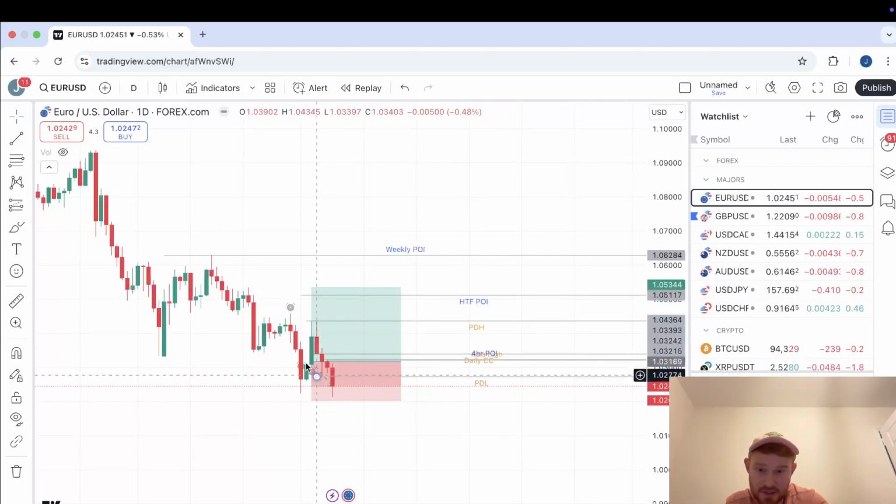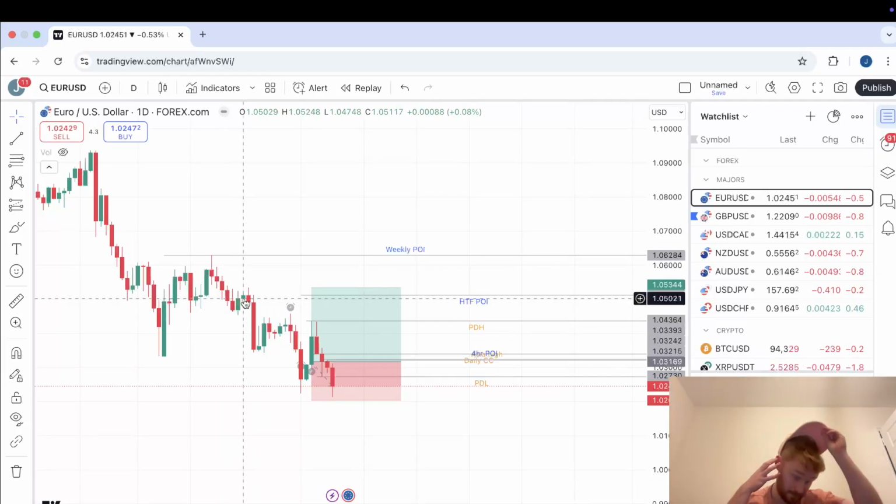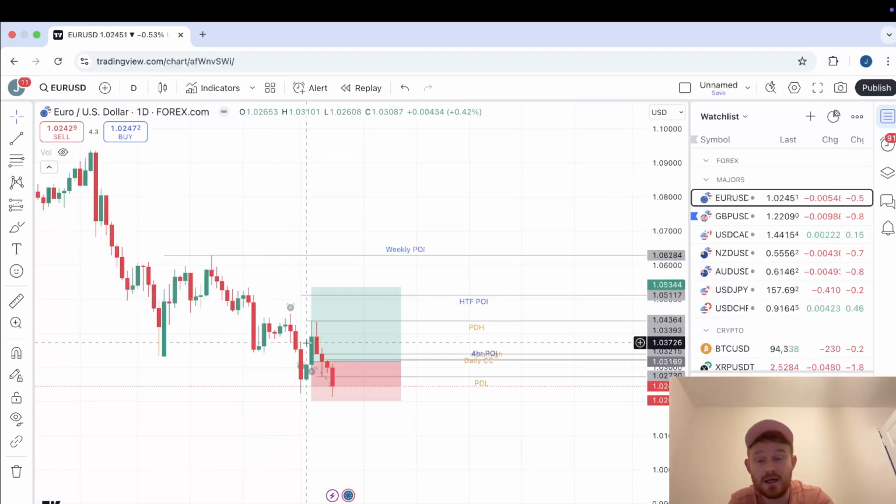Obviously, as you can see, in a bearish market, you can get counter trend trades. I'm not the best at them. I don't really have a strategy set out for them, so I tend not to try and look for them.